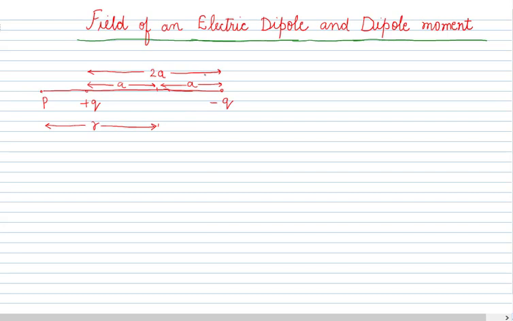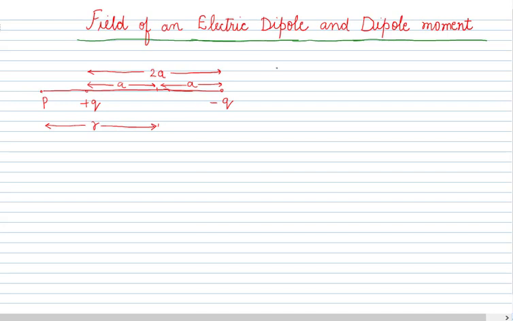Field of an electric dipole and dipole moment. So here we have shown a dipole. We have a charge plus Q and a charge minus Q, kept at a distance of 2a. This is the center, so the distance of each charge from the center is a, as we can see, and we take a point P, which is somewhere on the axis of this dipole.